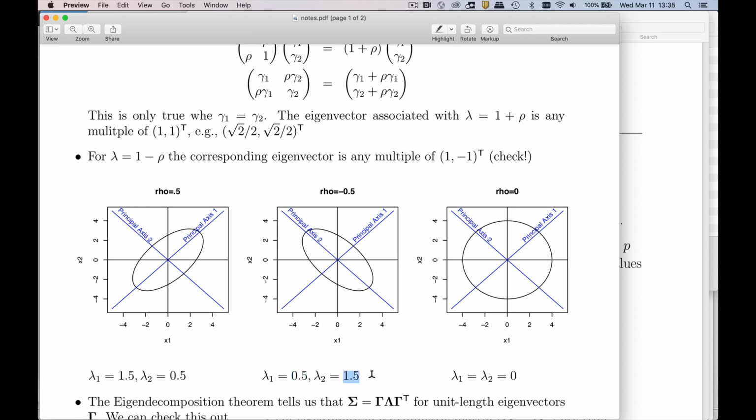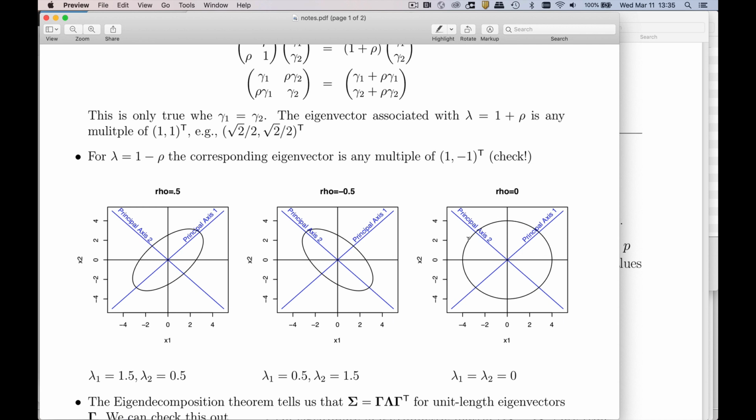Again, what this is saying is the variance along the second direction is 1.5. The variance in this first direction is only a half. This is 3/4 of what's going on in the plot. This is 1/4.